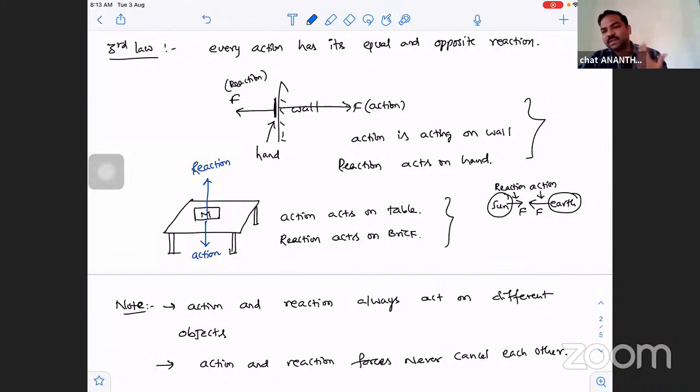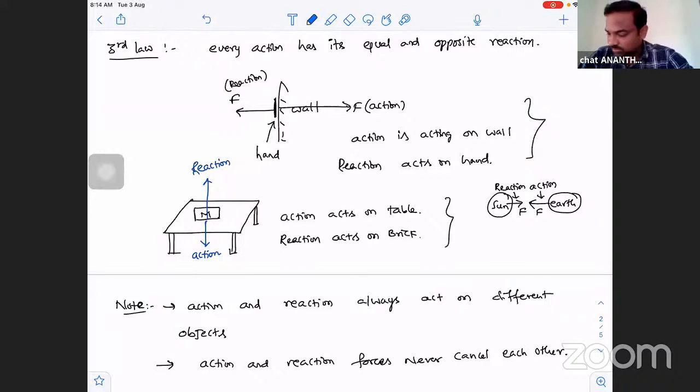So like that, whenever velocities or forces are equal and opposite vectors on the same object, they will cancel out. They have to act on the same object, not on different objects. But if equal and opposite forces are not acting on the same object, they are acting on different objects, then they won't cancel out, they will move. Because of these forces, they will move also.